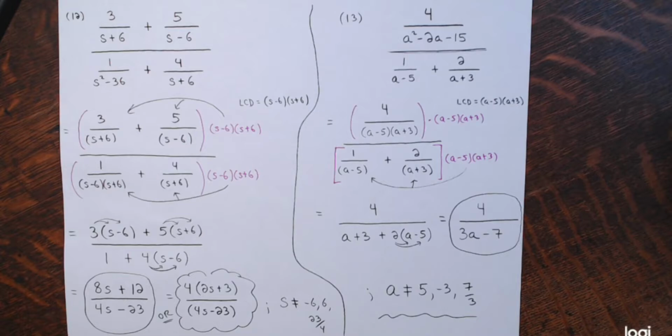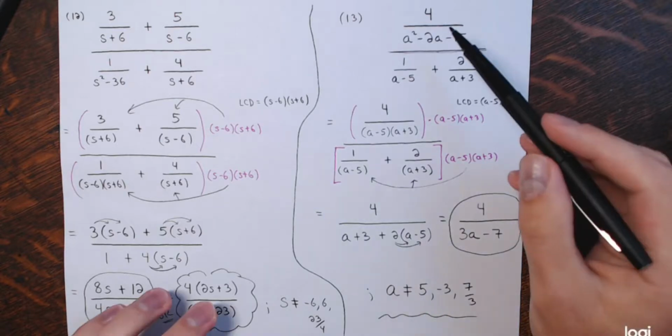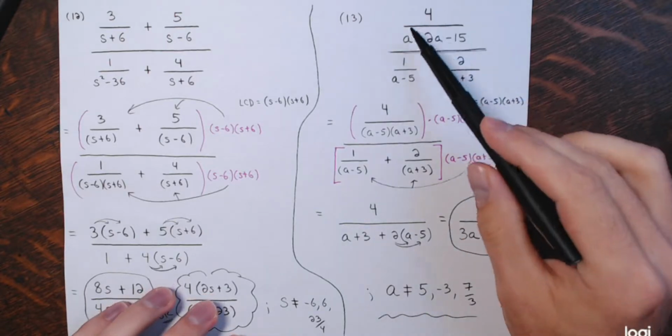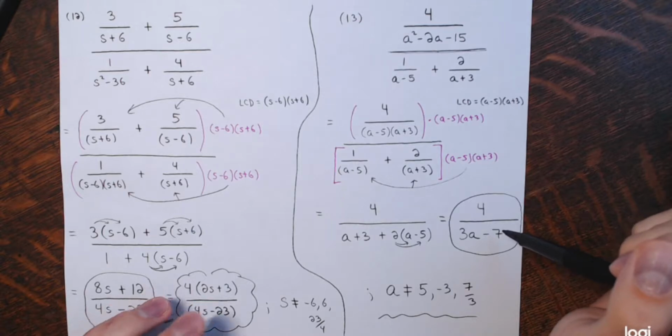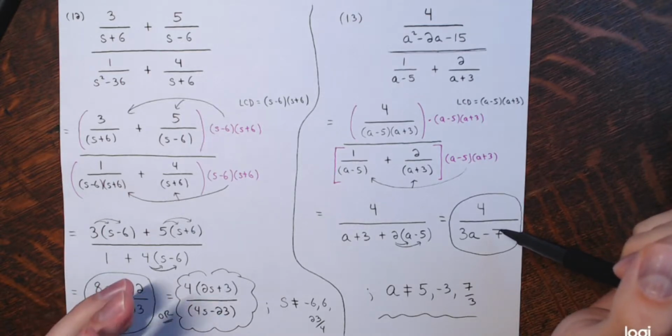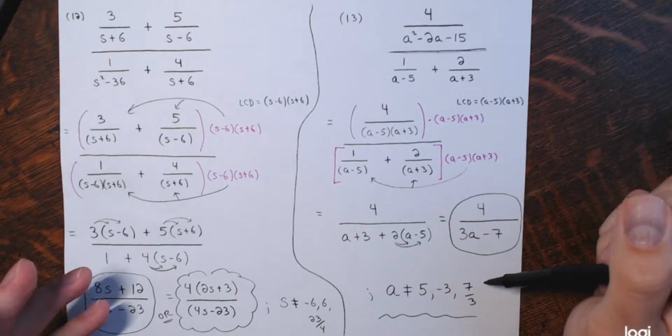And then go back and test it out, try out some values of a that aren't one of these three, and see if the value of the initial expression is the same as the value of my final expression. And they should be, for any choice of a, as long as it's not 5, negative 3, or 7/3.